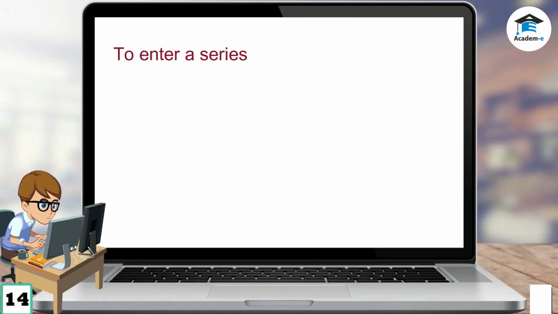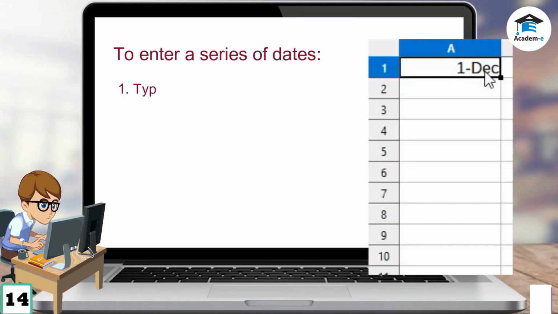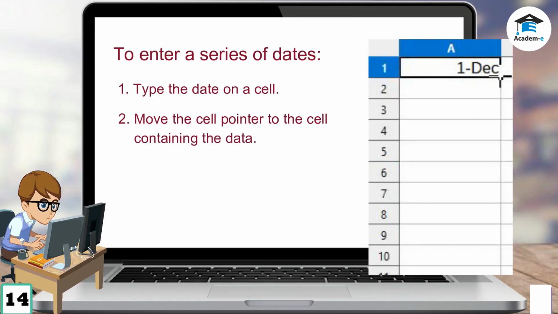To enter a series of dates: 1. Type the date on a cell. 2. Move the cell pointer to the cell containing the data. 3. Drag the fill handle. 4. Release the mouse.